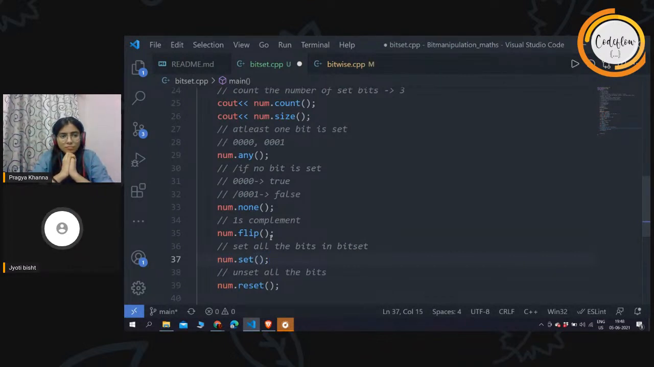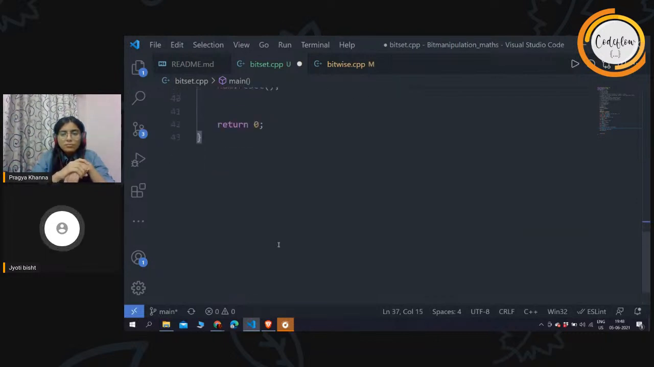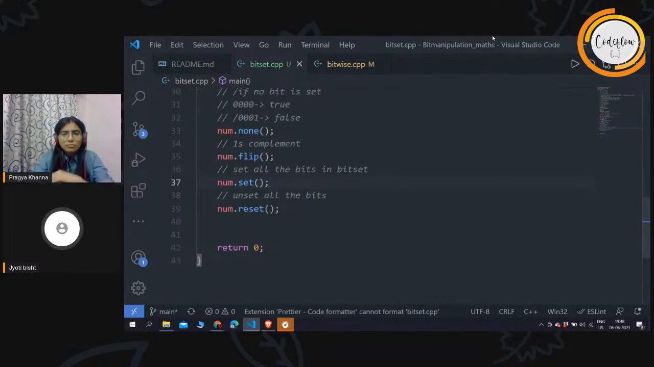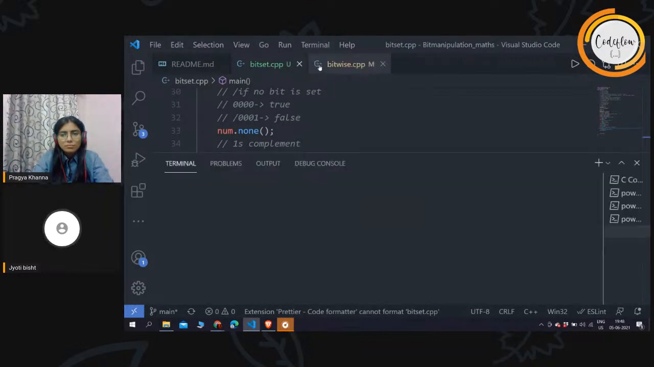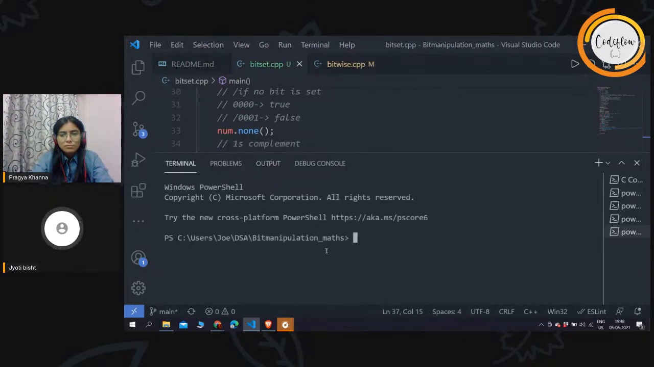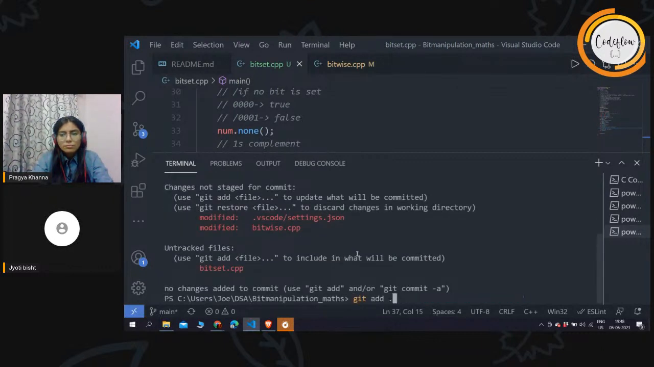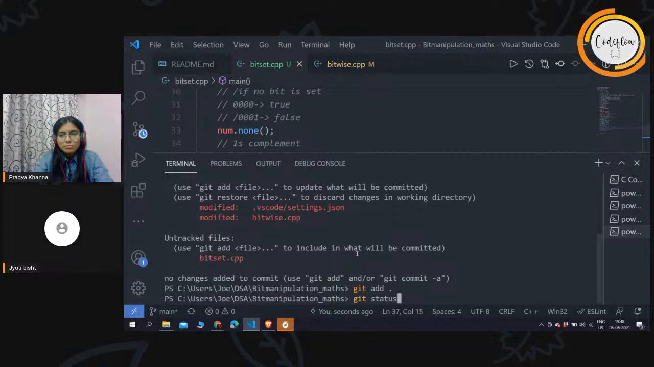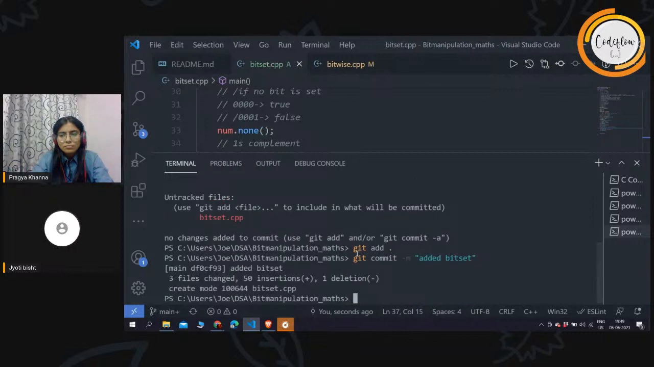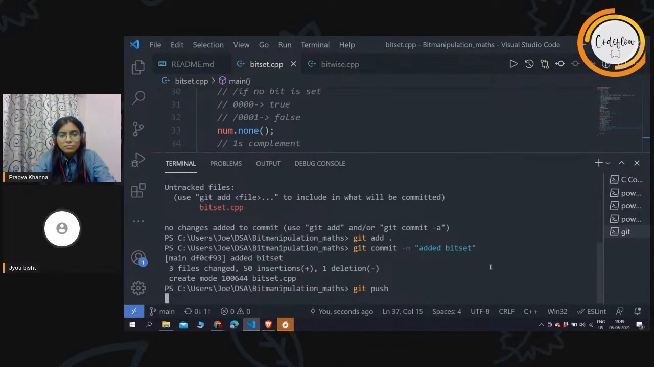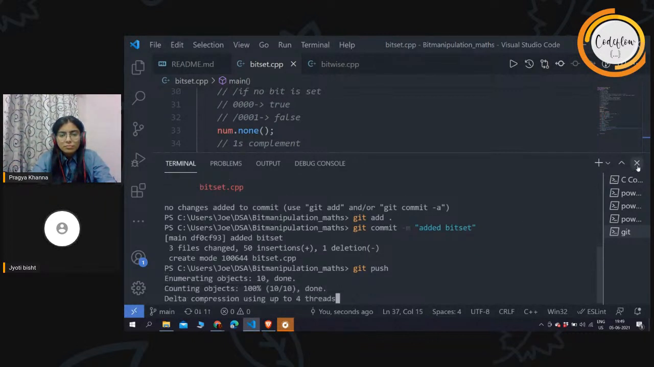This was everything you need to know about Bitset. Bitset is a widely popular data structure. I'm just pushing the code to the terminal. You can just try running it on your computers. If you have cloned the repo, you can just go and pull the changes over there if you wish.